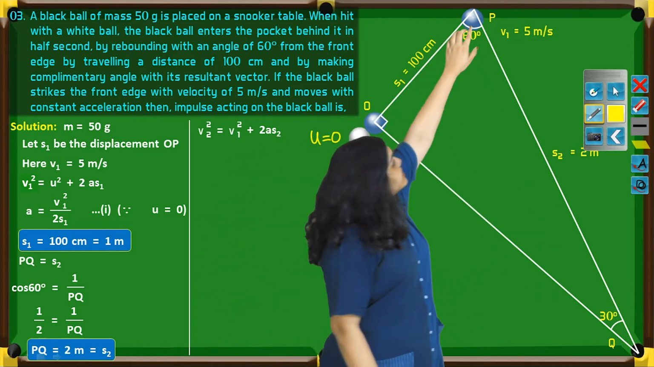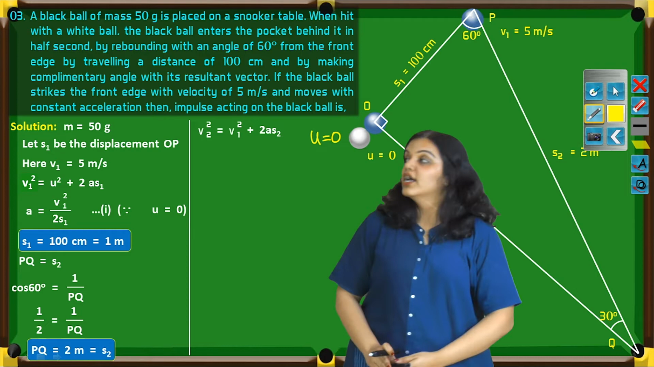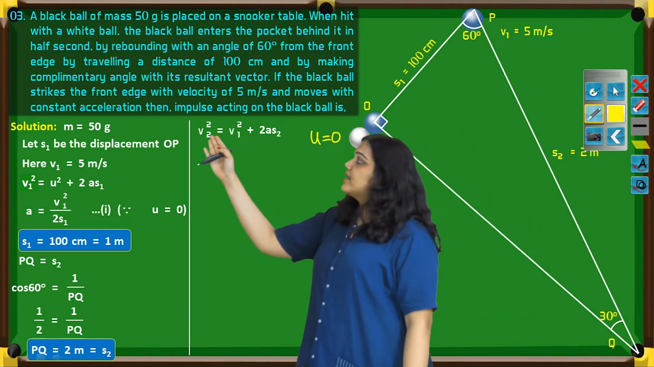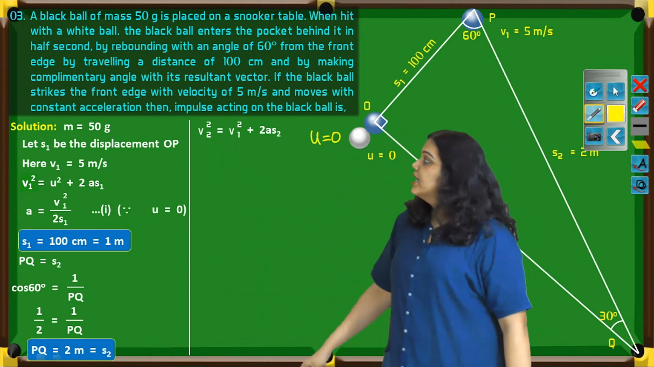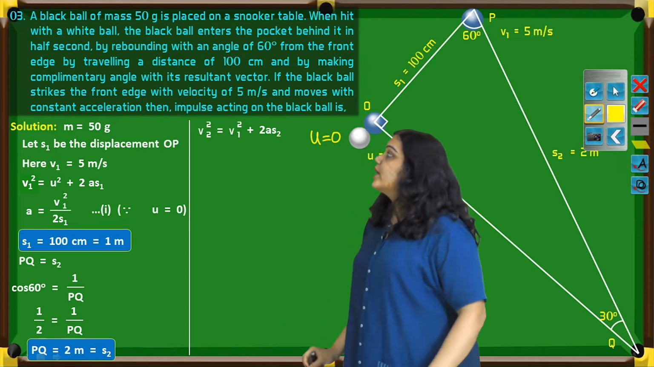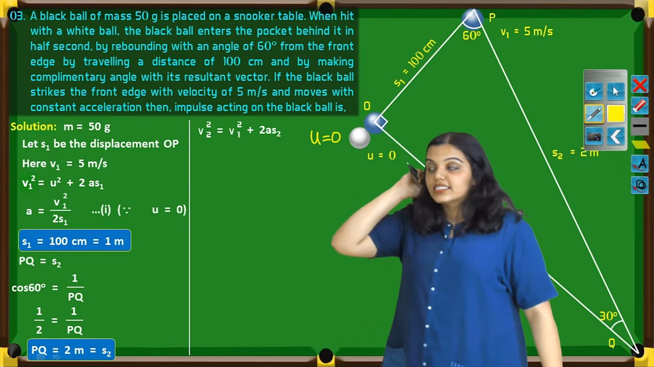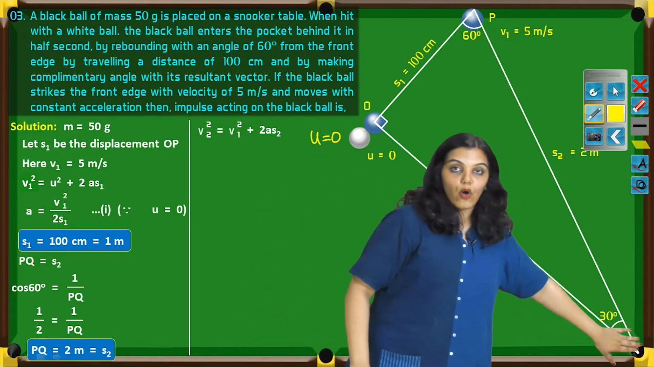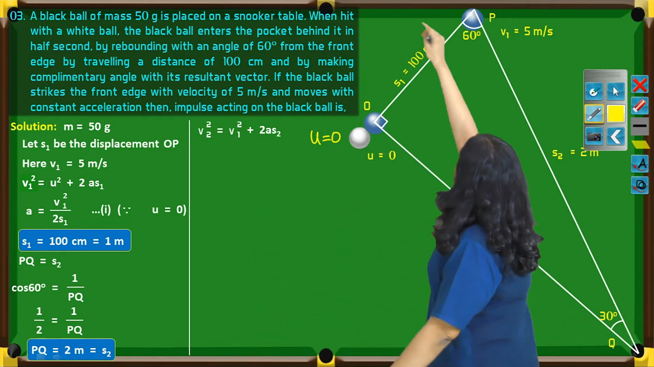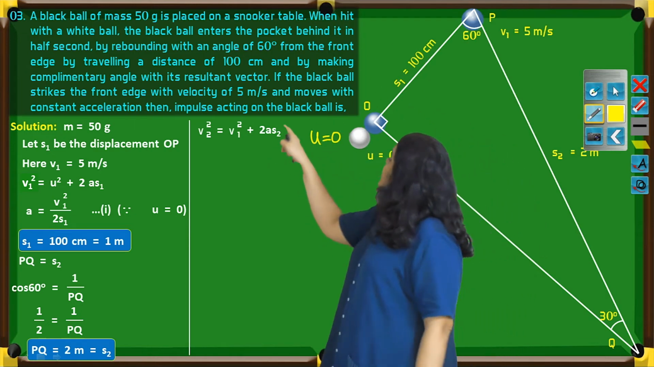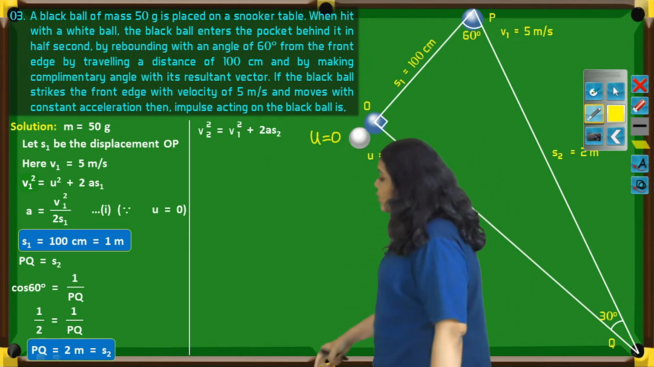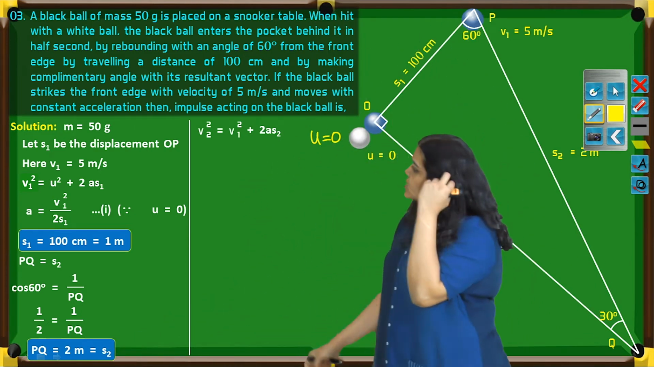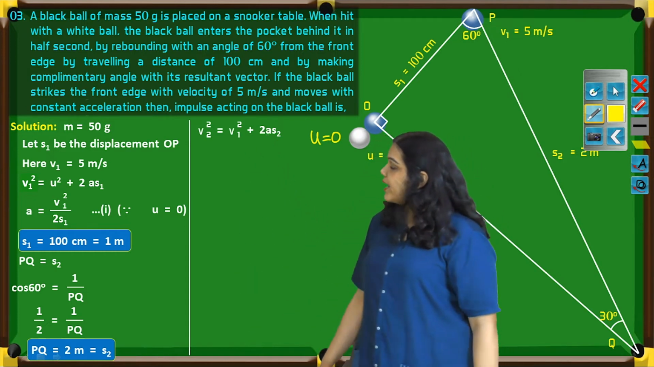So now I am analyzing this motion between P to Q. For this motion, again I write the kinematical equation v2 square is equal to v1 square plus 2as2. Now what does this mean? v2 is the final velocity, the velocity with which it hits the pocket. v1 is the velocity at this point. s2 is this distance which I already know is 2 meters. So what else do I need? I need to find what is a.